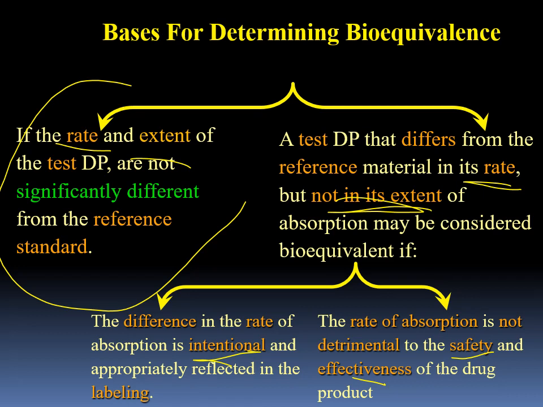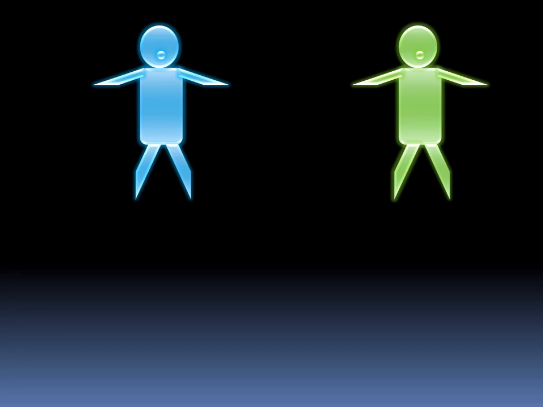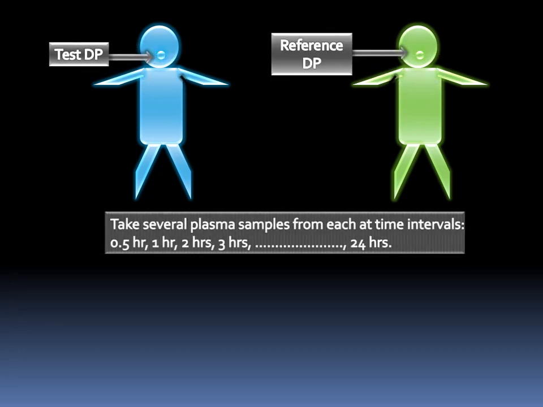So again, we have two cases. If the brand drug product and the generic drug product have the same rate and extent, again they are considered bioequivalent, and that is by default. But also if they have the same extent but different rate, in this case it could be acceptable if the difference in rate is intentional, and at the same time this difference doesn't affect the safety and efficacy of the drug. Our next question is how to conduct a bioequivalence study.